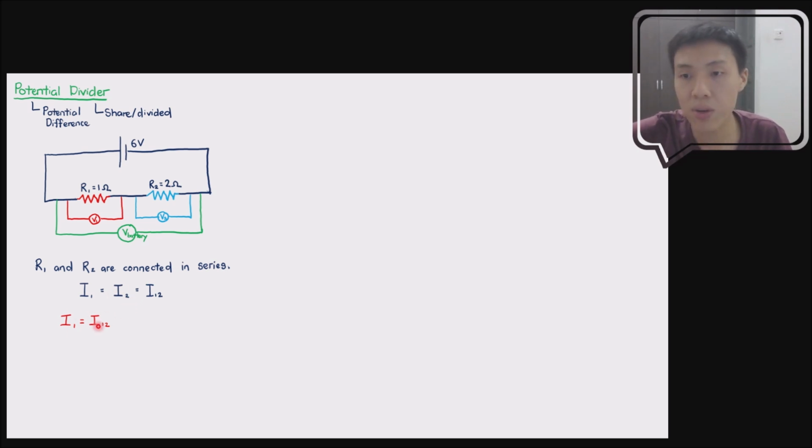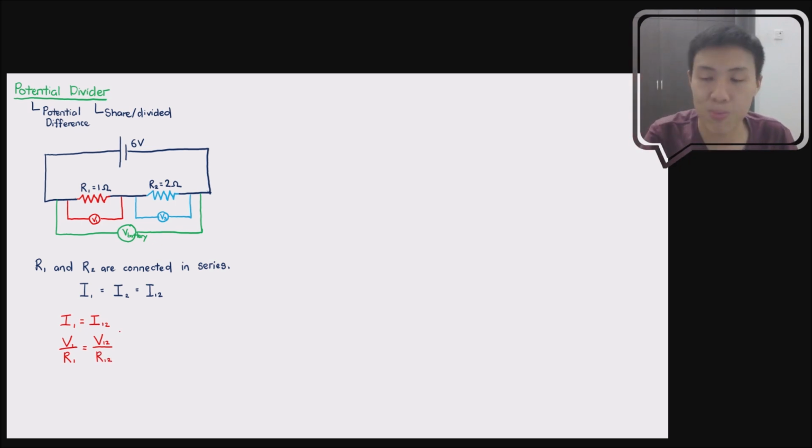So I1 is equal to I12. Based on Ohm's law, or the definition of resistance, depends on how you want to see it, this I over here is actually just V over R, right? We learned before that the subscript must be kept constant. So if this is I1, it will be equal to V1 over R1. Whereas on the right hand side, if you change it to V over R, this one will be V12 over R12.